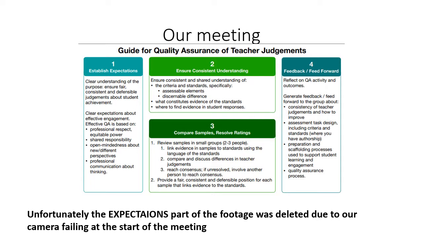Our quality assurance meeting followed the guide for quality assurance of teacher judgment. The first agenda of our meeting was to set our expectations and how the meeting would be conducted. It's important to be respectful of others' opinions and that the meeting was handled in a professional manner. We decided on a system where we would go through the criteria and standards as a group to ensure consistent understanding. Then we would go through each exam and take it in turns where each member would highlight what they believed the grade for that question would be and why. This was done to ensure a shared responsibility.